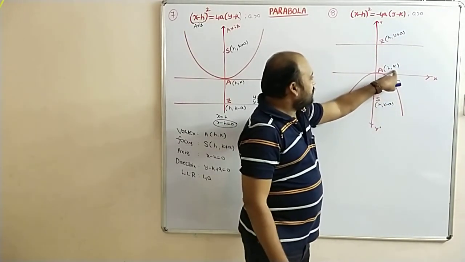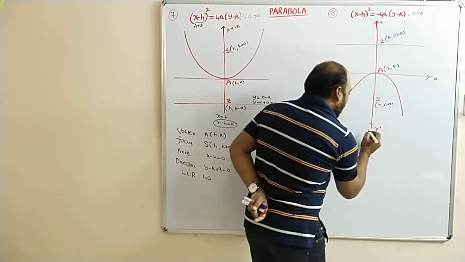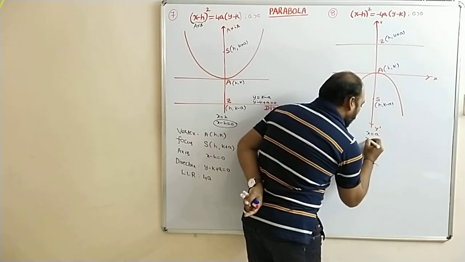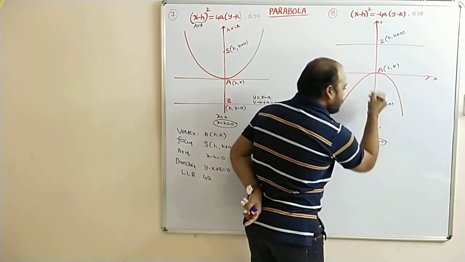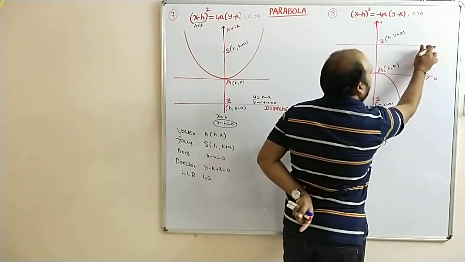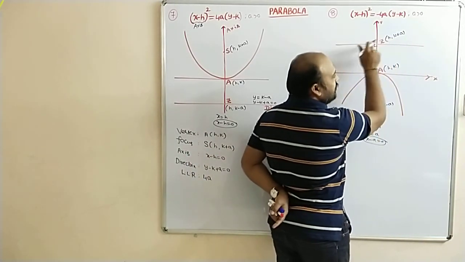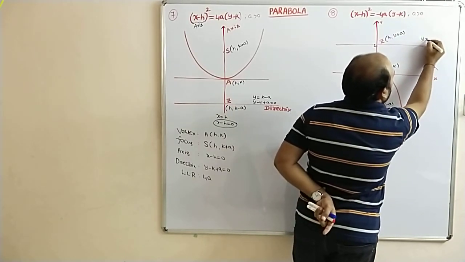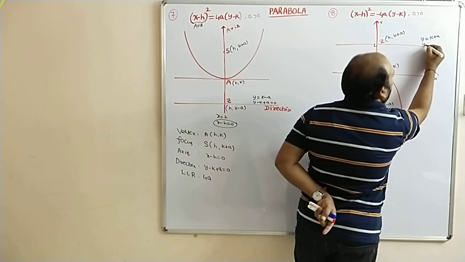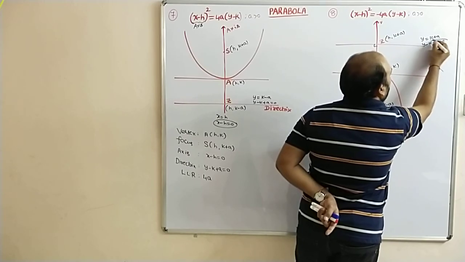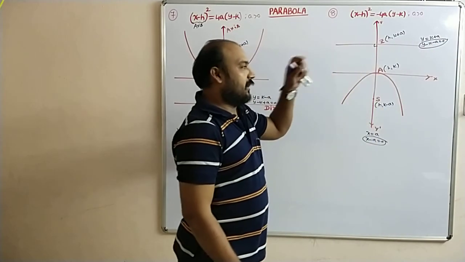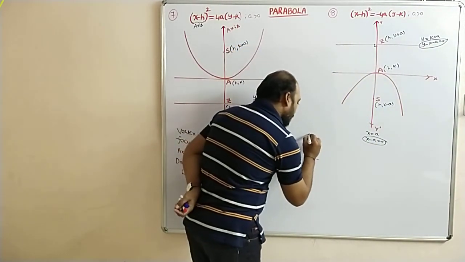X is equal to h, x is equal to h. Therefore, axis equation is x is equal to h or x minus h equal to 0, axis of the parabola. Directrix, which is perpendicular to the axis and passing through Z: y is equal to k plus a, y minus k minus a equal to 0. Equation of directrix.